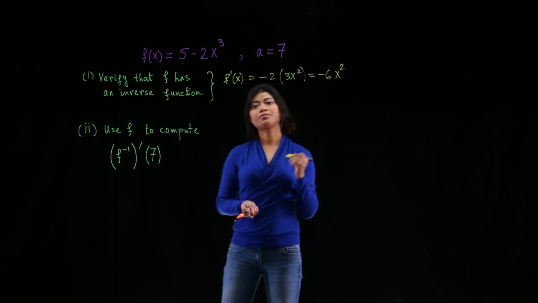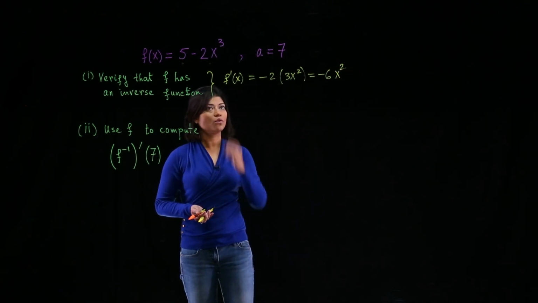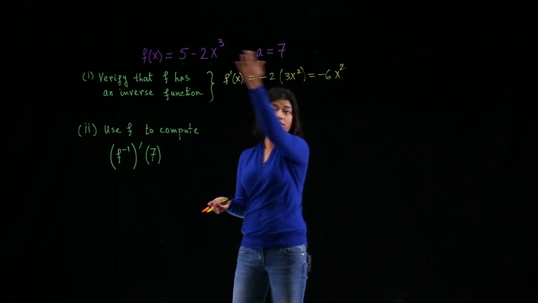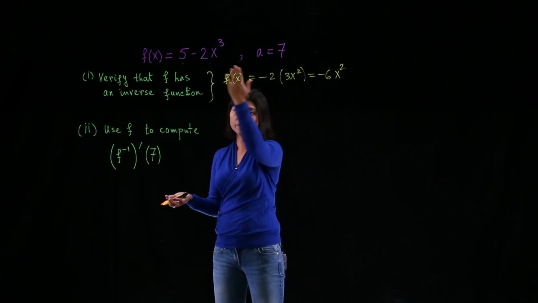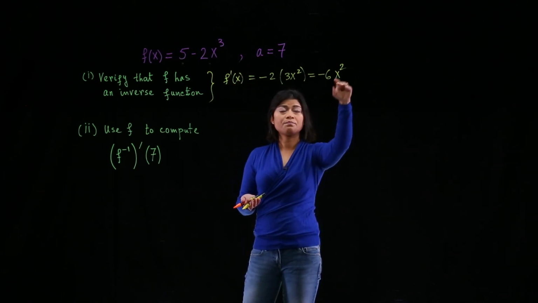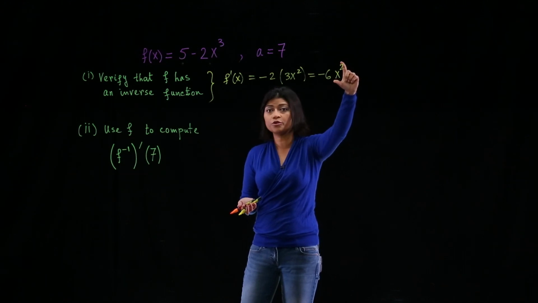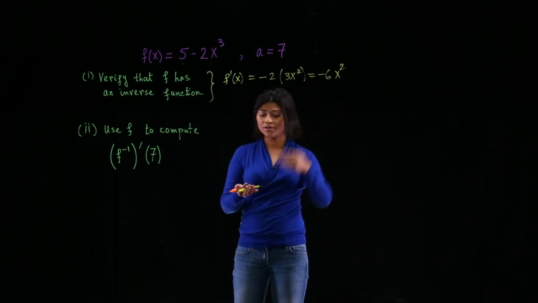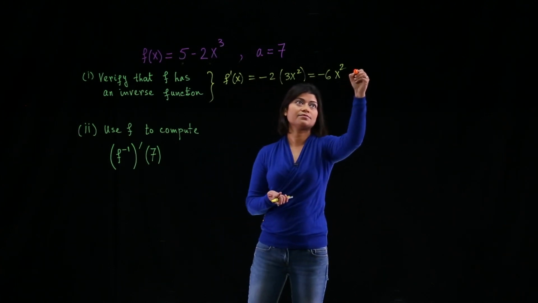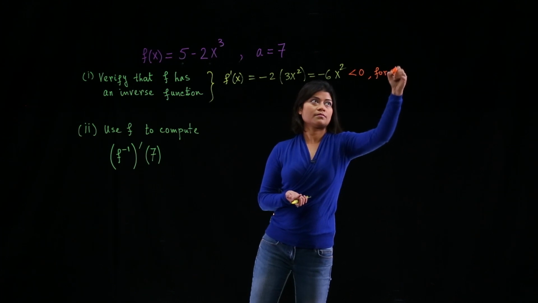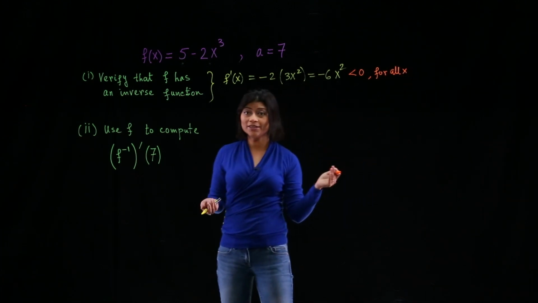6x squared. So notice that whatever x value you plug in from the domain of the function, which is everything, it's a polynomial, domain is all real numbers. So whatever x value you plug in, the x squared is always going to be positive. With a negative sign, this value is always negative for all x. So what does that tell you?